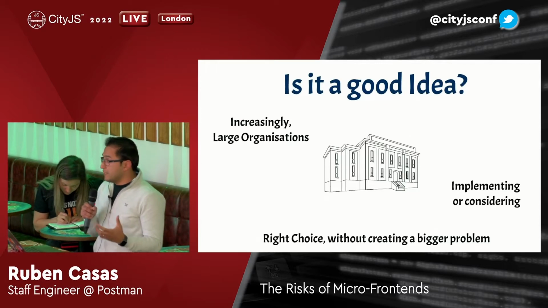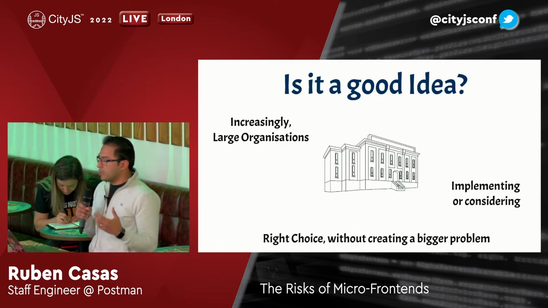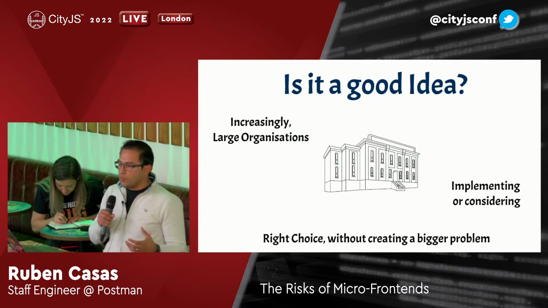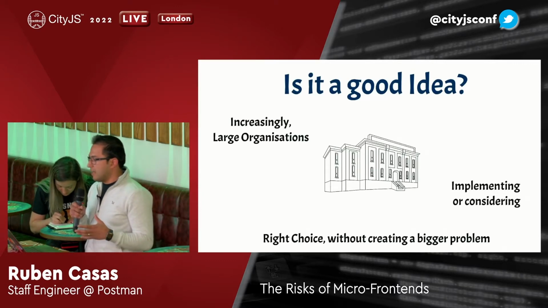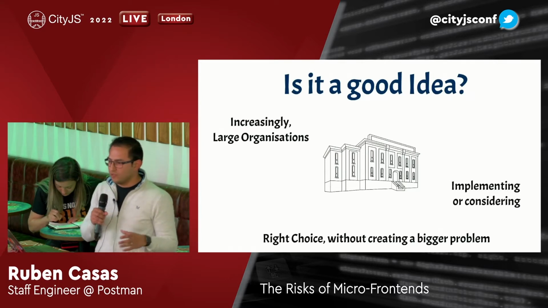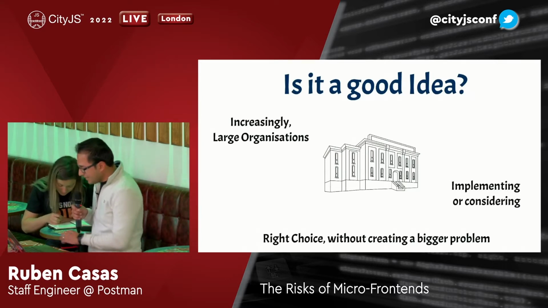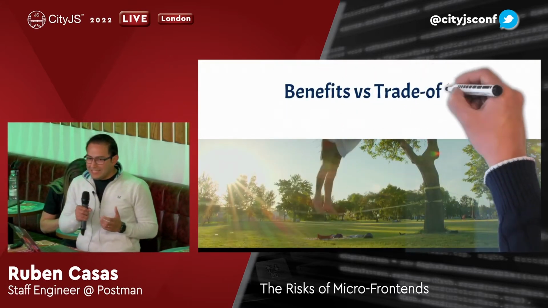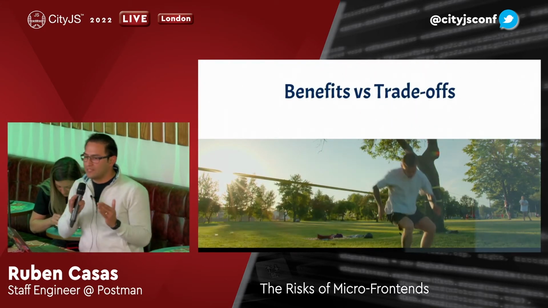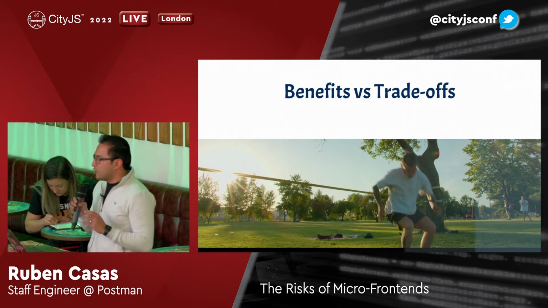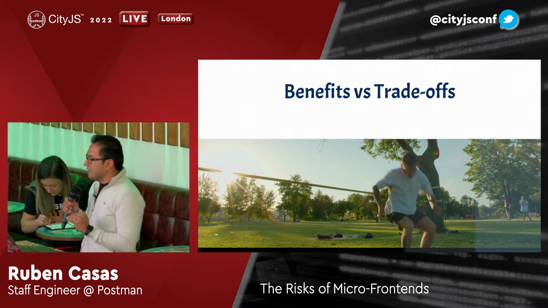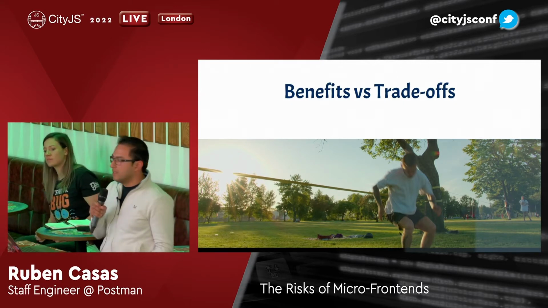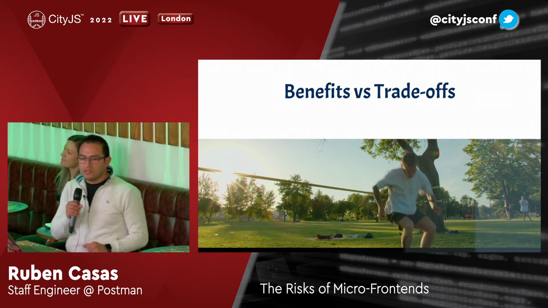What we want to do is create a new architecture, but we don't want to make a bigger problem, right? We don't want to introduce more complexity and then everything is going to be worse. We're trying to solve the problem here. So the only problem with micro-frontends is it's a very fine line between benefits and trade-offs. You could really, really carefully walk that line, but you might fall to the trade-offs side more than the benefits.